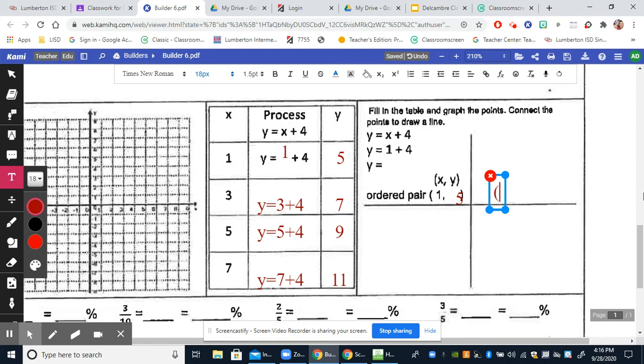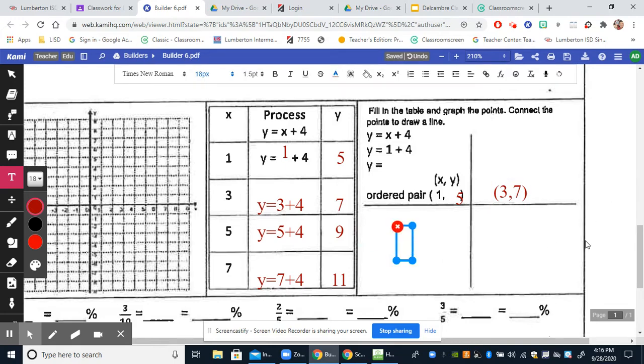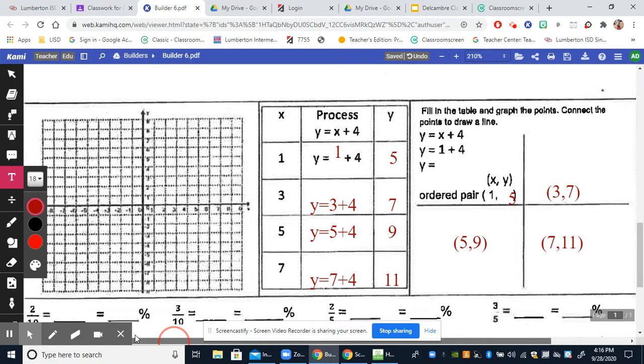And my next ordered pair is 3, 7. Then over here, I have 5, 9. And then my last ordered pair is 7, 11. Then I'm going to take these ordered pairs and plot them on this coordinate grid.